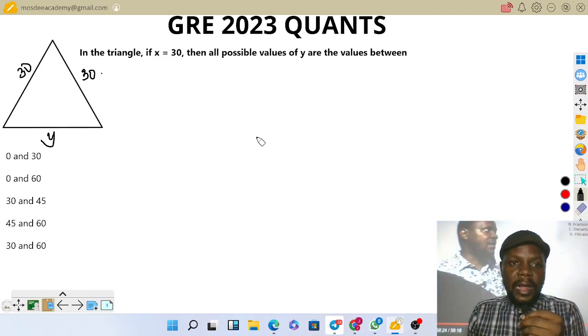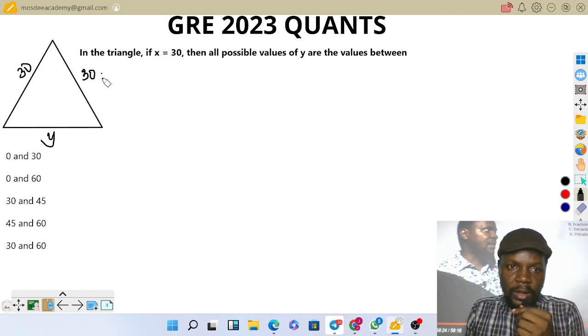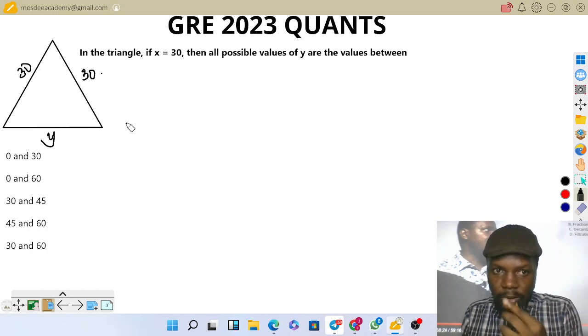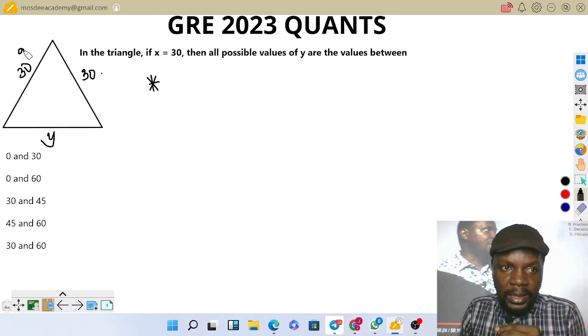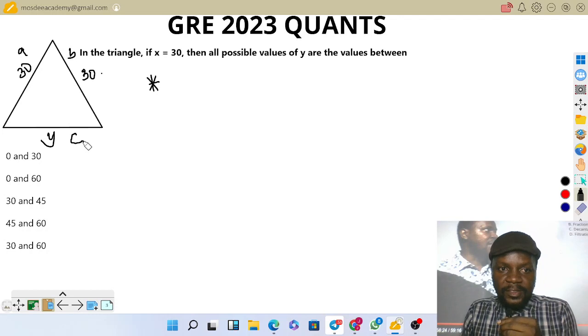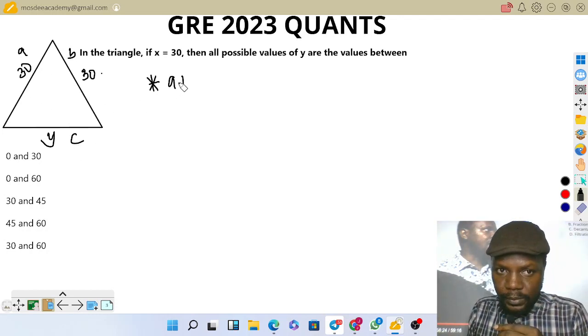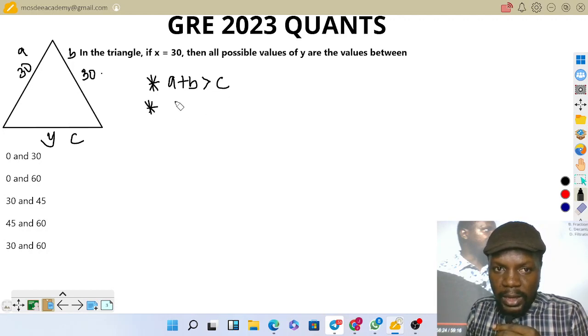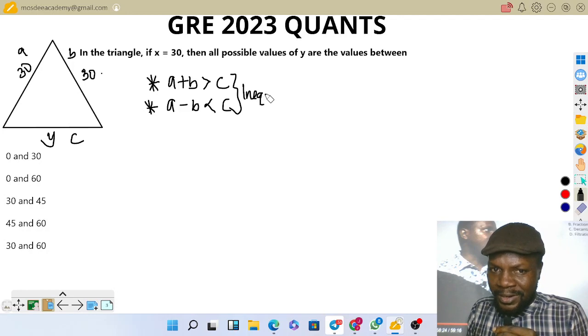If we have these two sides and we have to find the possible values of Y, from the inequality law of triangle, we know that for the longest side of the triangle, if we call the sides A, B, and C, where C is the longest side, A plus B is always greater than C, and also A minus B is always less than C. This is what we call the inequality law of triangle.